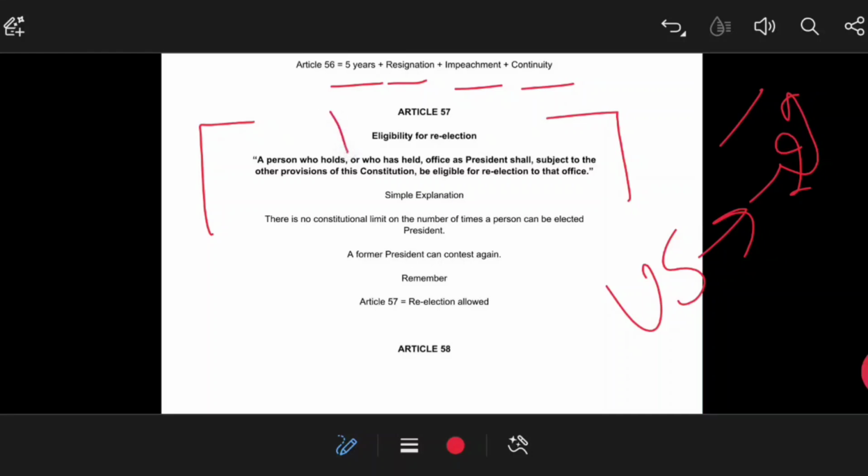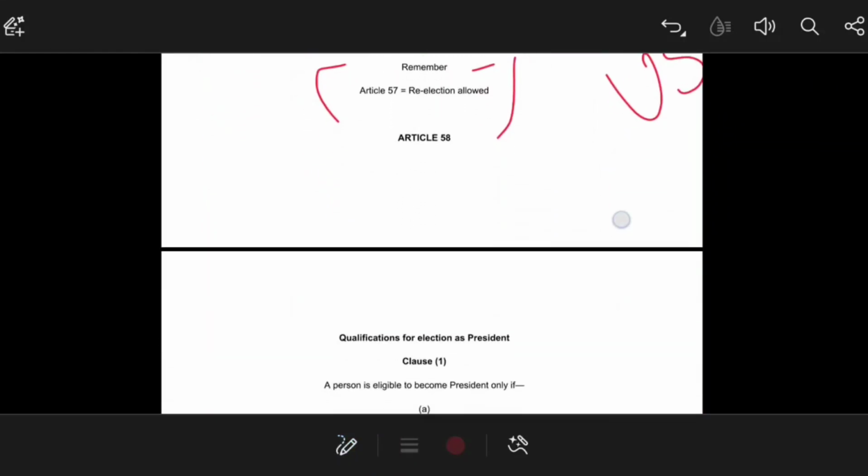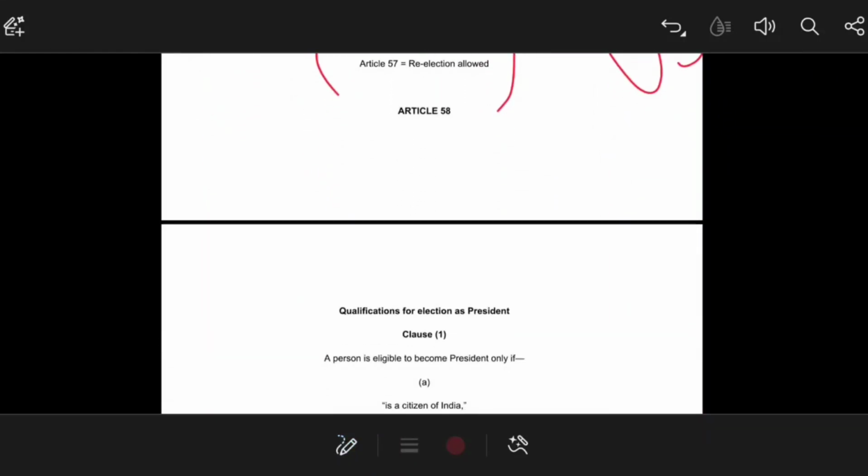Okay, so a person who holds or who has held office as president shall, subject to other provisions of this constitution, be eligible for re-election to that office. That means there is no constitutional limit on the number of times a person can be elected as president. Okay, a former president can also contest the election again. So you need to remember that article 57 is about re-election, and it allows re-election.